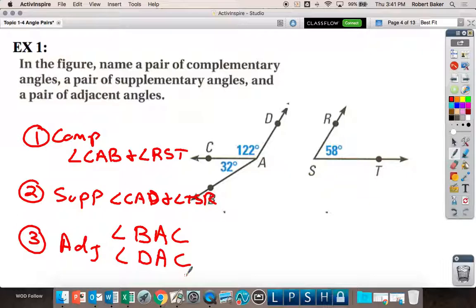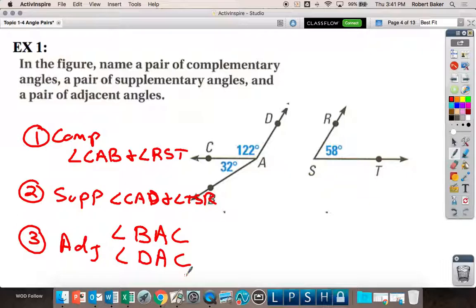Now I'm teacher hacking this right now. I'm trying to subliminally put things in your mind. What am I doing? Teaching. Here's a teachable moment. Notice how I wrote this. One angle and the other angle. One angle and the other angle. Then for adjacent, I wrote them on top of each other. Why? Here's why.